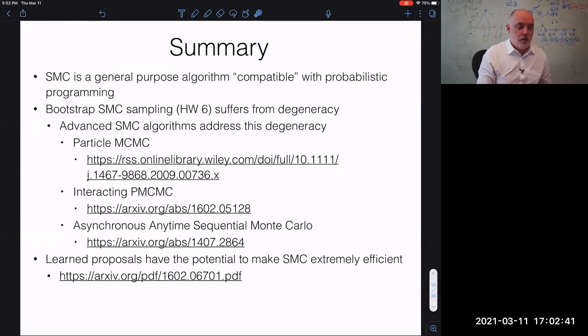We will start talking about this when we get to inference compilation and other stuff, but learned proposals in particular have the potential to make sequential Monte Carlo incredibly efficient. So in other words, if you learn a proposal distribution, sequential Monte Carlo can become, like importance sampling, effectively arbitrarily efficient. So that's it, and I'll take questions as always. Thank you for your attention.